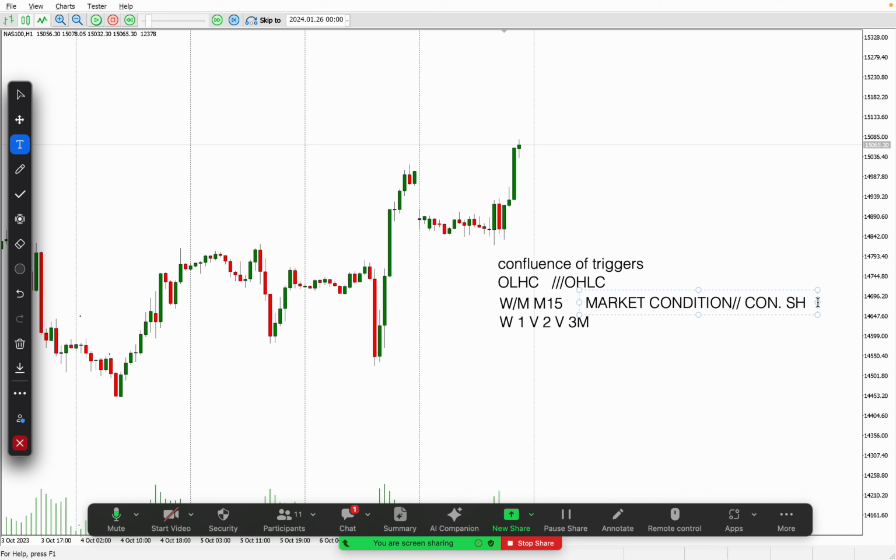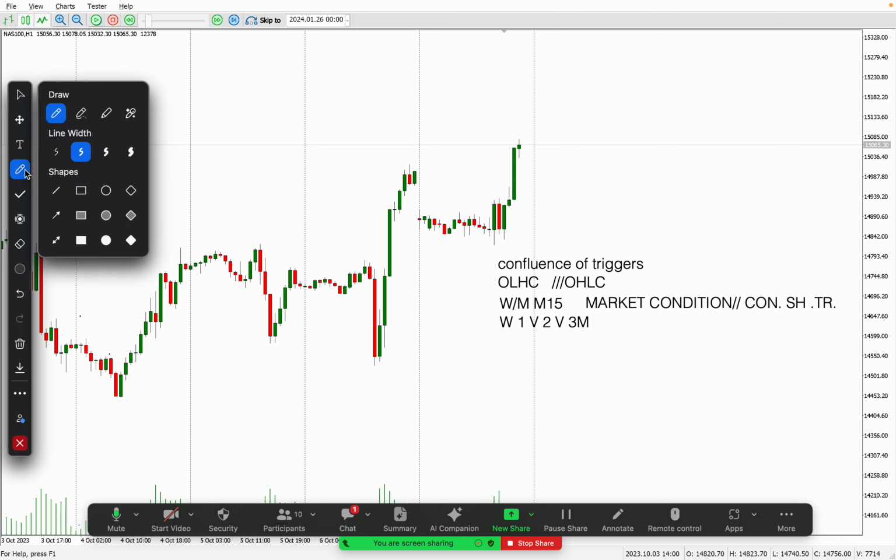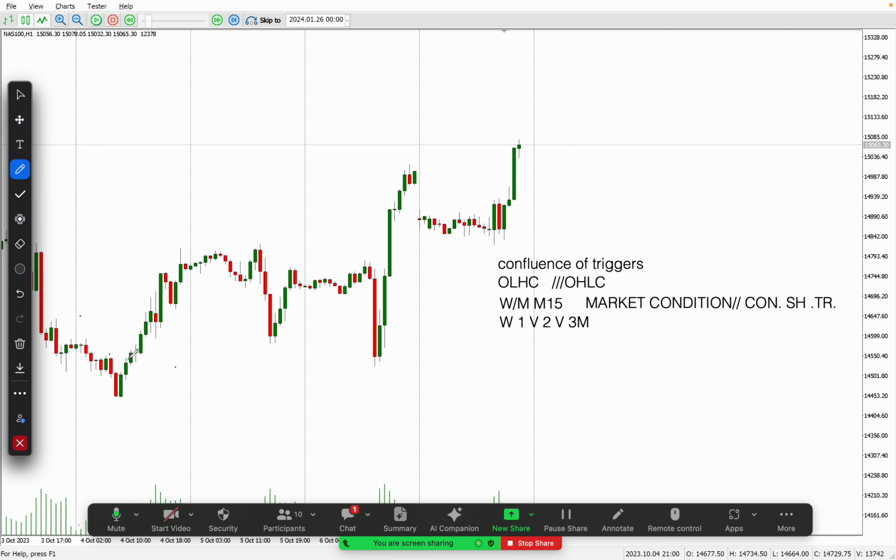Let me just drag the box and see if the text box is much bigger. We can do more justice. So I'm looking for the consolidation, the stop hunts, abbreviated as SH, and the trend, abbreviated as TR. Gia, to answer your question, yes, each and every day I am looking for consolidation, stop hunts, trend.